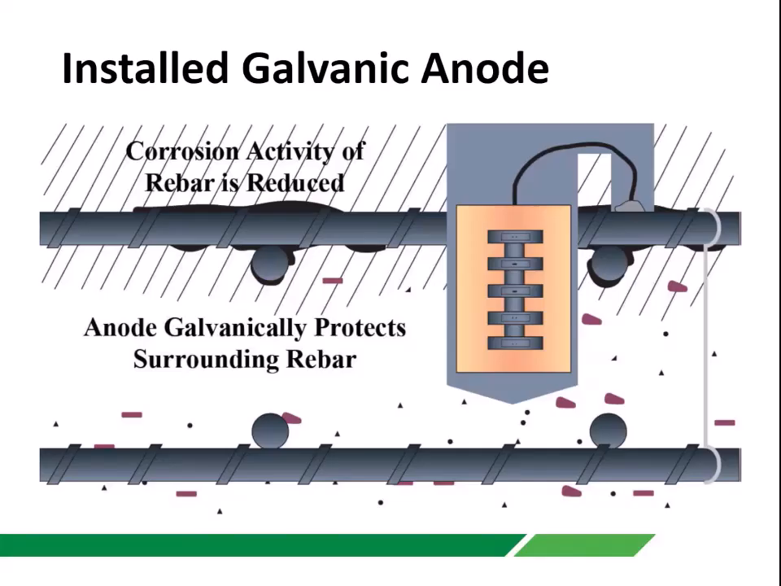And similarly, it's also covered in the RAP document, you can use this strategy proactively if you have identified hotspot areas in your structure where you have chloride contamination possibly, you have high corrosion potentials, but the concrete hasn't delaminated or spalled yet. You can proactively drill holes and put anodes in those locations to provide an area of galvanic protection.